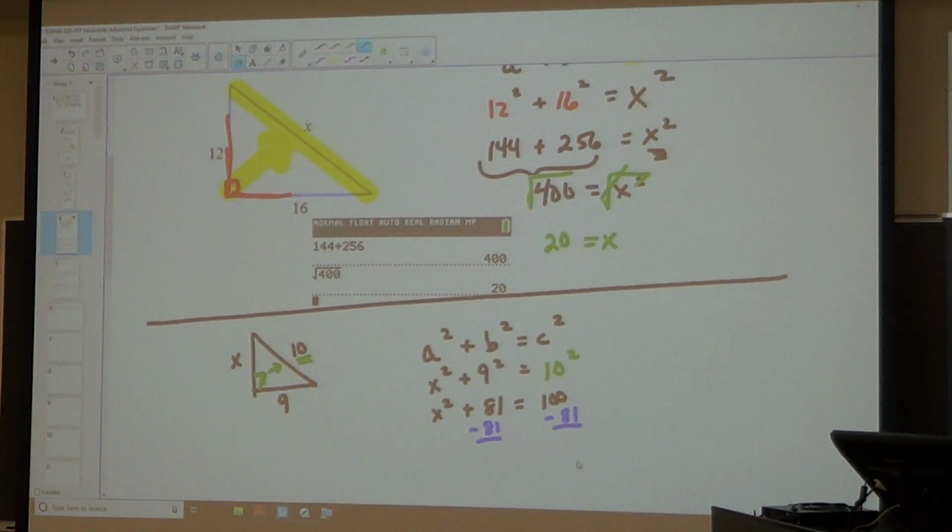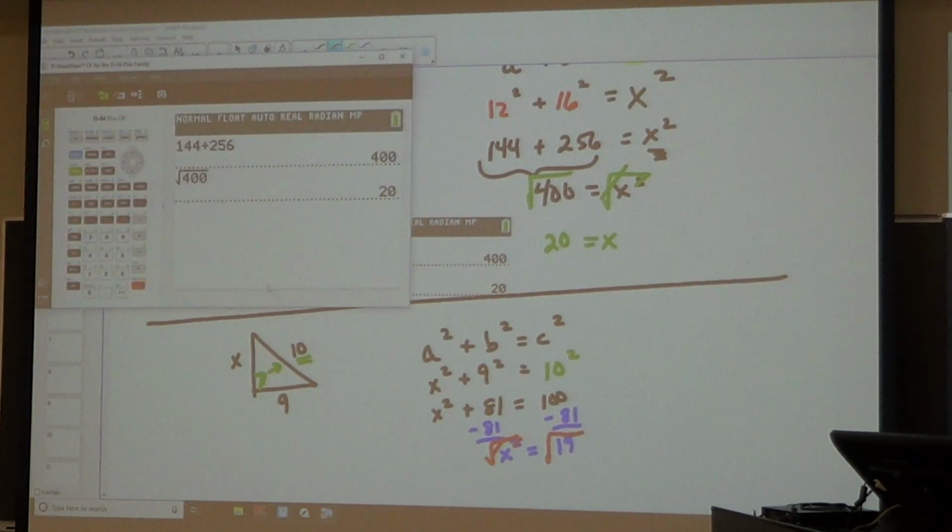So we'll do 100 minus 81, which is 19. And then what do we have to do? Take the square root to make those cancel. So the square root of 19 is going to be my answer, and I just made it up, so it's not going to be pretty.